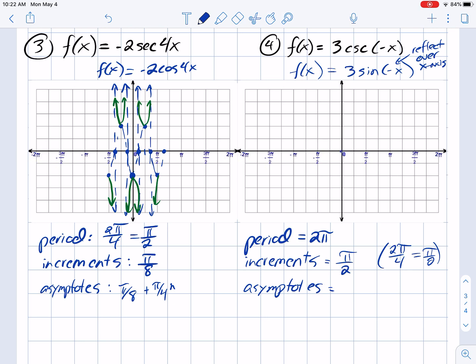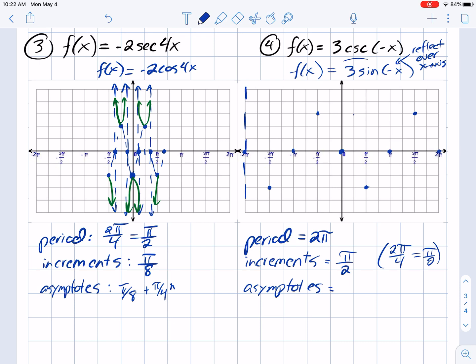We would start at 0, go up to 3 because of that amplitude. It's not really an amplitude because we're graphing cosecant, but we're going to graph this function first. So we're going to go up to 3 at pi over 2. Those are our increments. Oops, I apologize. We reflected, so we need to go down to start. And then at pi over 2 we'd be at pi, then up 3, and then down to 2 pi. Same on the other side.